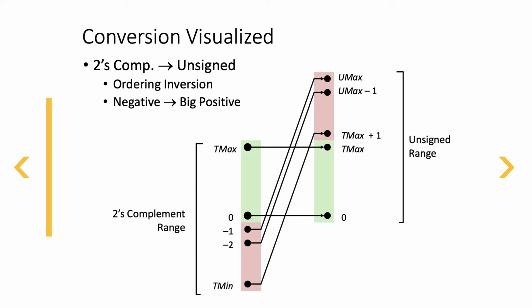It's a handy thing to keep in mind because converting between 2's complement and unsigned is something that happens fairly often when you're programming. So it's a good idea to have this graphic in the back of your head so that you have an intuitive understanding of what's going on when you're doing these conversions.